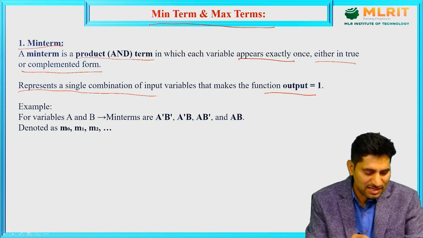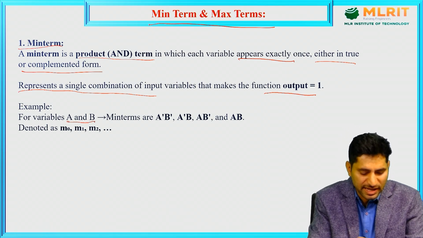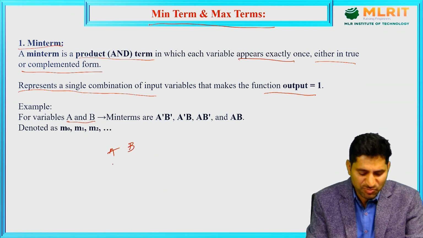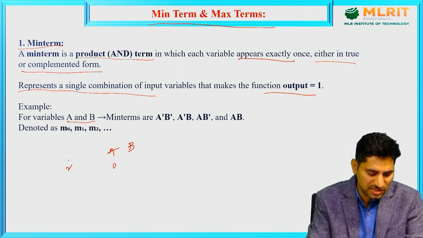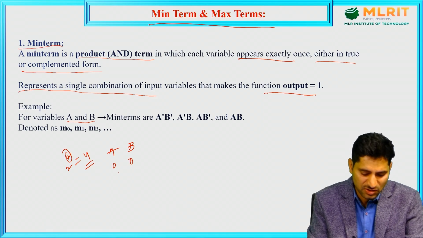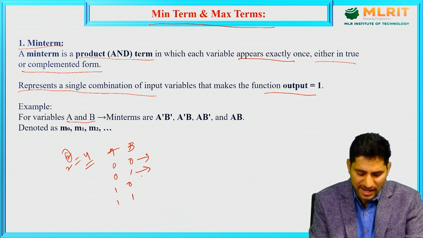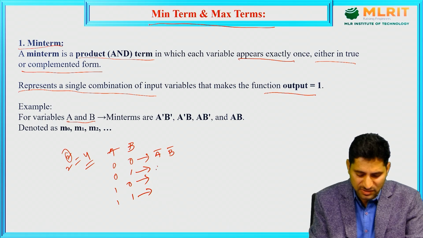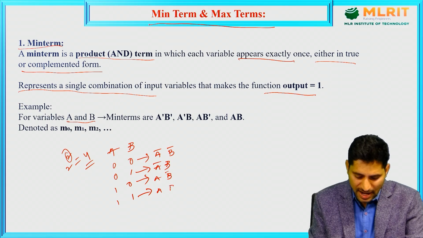For example, let us take two variables a and b. Using these two variables we have four possibilities: 00, 01, 10, 11. In terms of variables, if you write these combinations, 00 means a bar b bar, next 01 is a bar b, next 10 is a b bar, next 11 is a b.